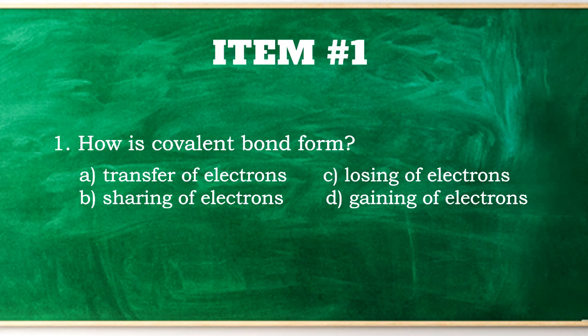Letter A, transfer of electrons. Letter B, sharing of electrons. Letter C, losing of electrons. And letter D, gaining of electrons.